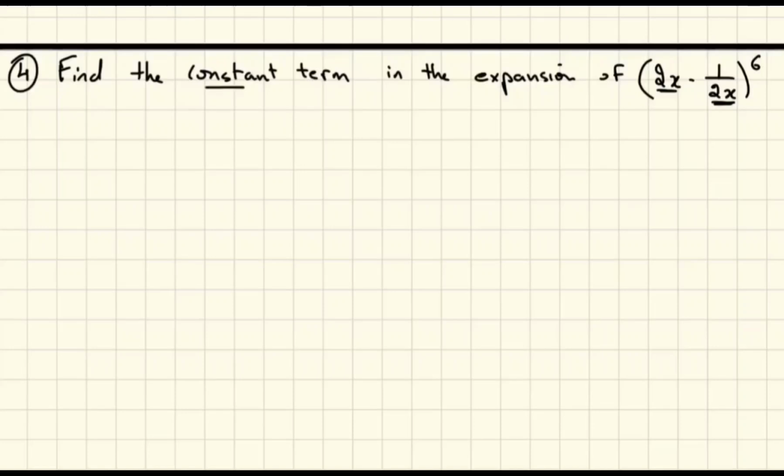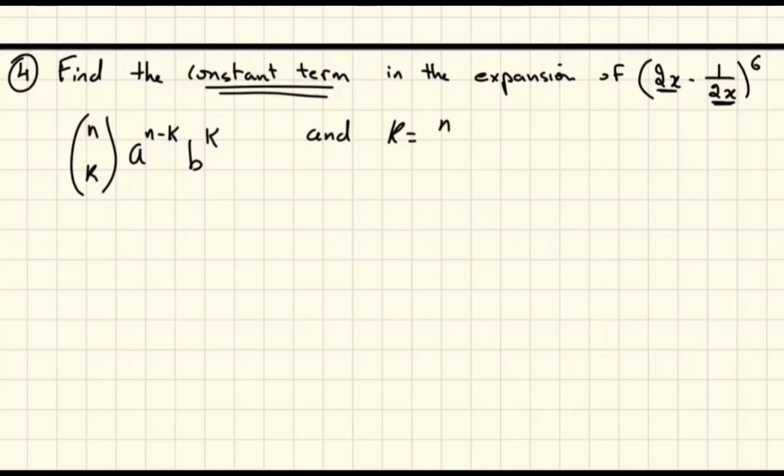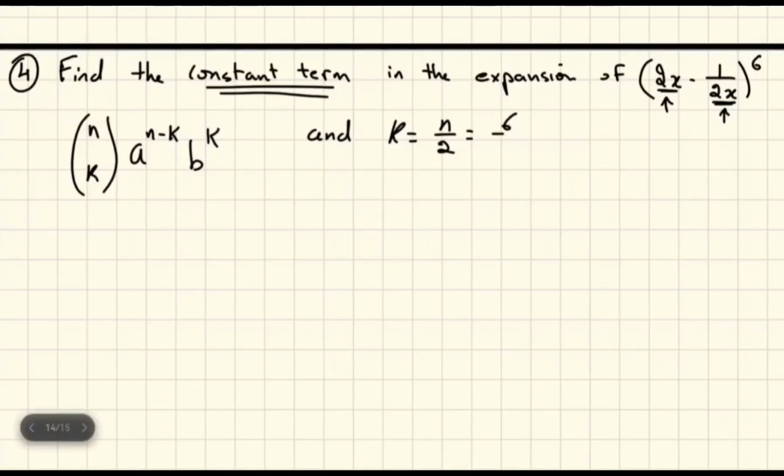Then to find this constant term, it means I don't want x. So just a number. Now instead of doing the full expansion and looking for it, we can use the general rule, which is nCk a exponent n minus k, b exponent k, and in this case k will be n divided by 2. Only it works if you have the same thing here and there. So we write 6 divided by 2 and it's equal to 3.